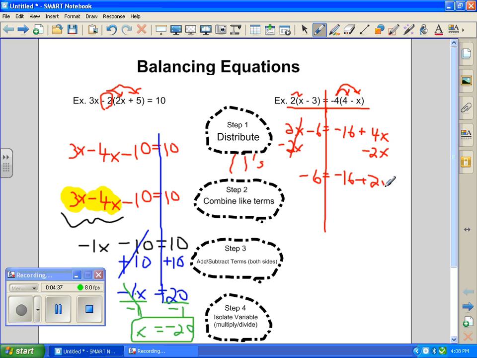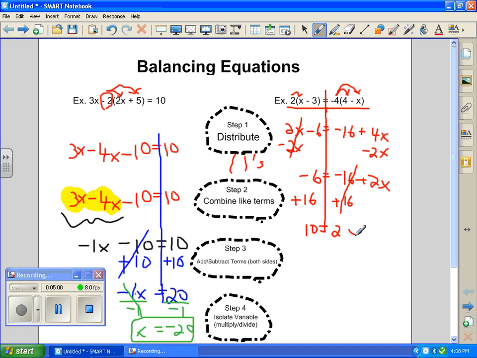Now we have to get rid of the minus 16. So again, we're still adding or subtracting. The opposite of minus 16 is plus 16. So you add 16 to both sides, add 16, add 16. Again, these cancel out. So a -6 and a positive 16 is a positive 10. So 10 equals 2x.